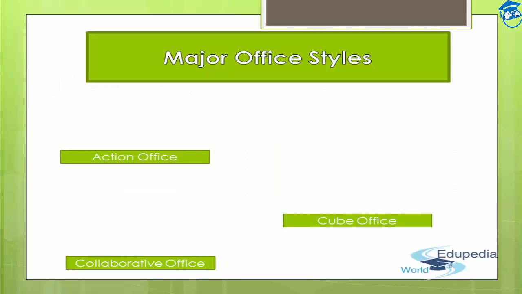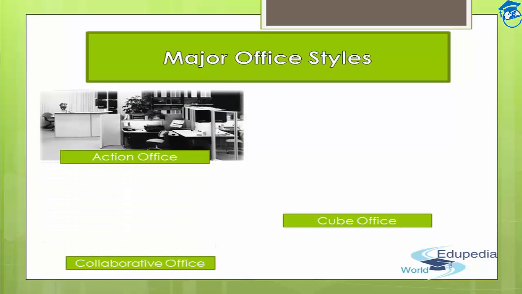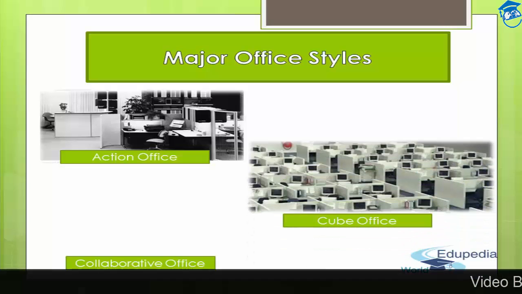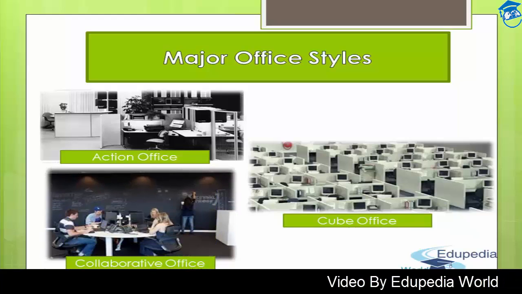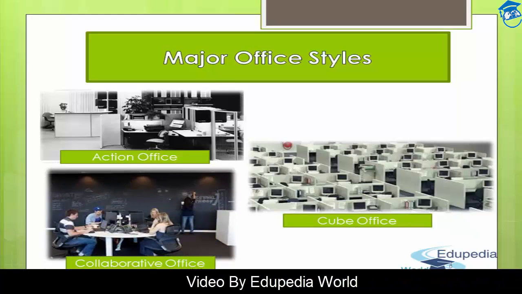Now let's understand what are the three major office styles. First is action office. As you can see from the picture, I'll talk about it later on in detail. Cube office, collaborative office. Now let's have a comparison of the major office styles.